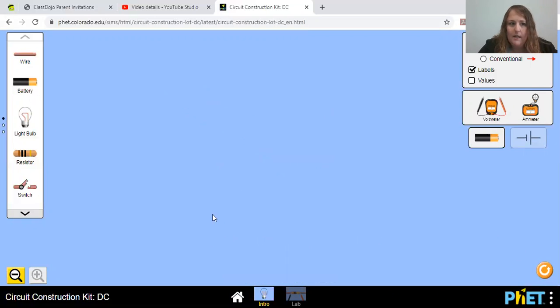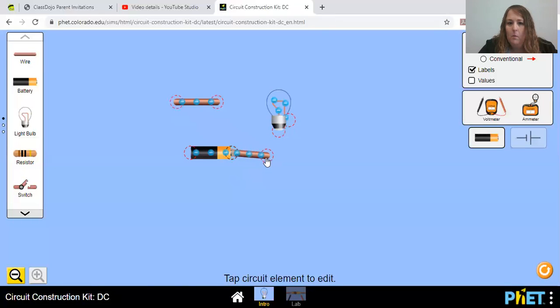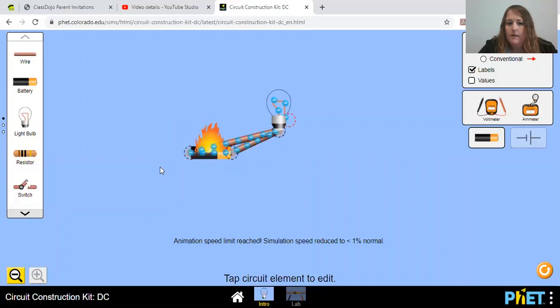So I'm going to restart that one. I'm going to take another wire, a battery and a bulb out, and I'm going to take 2 wires, one from one end and one from another. Okay, so you can see that happening there.